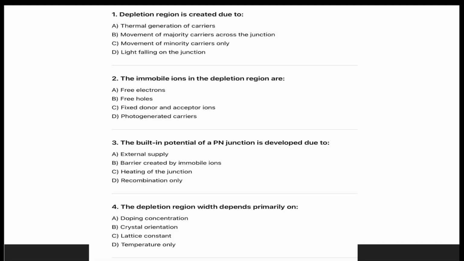Question: the depletion region is created due to option A, thermal generation of carriers, option B, movement of majority carriers across the junction, option C, movement of minority carriers only, option D, light falling on the junction.